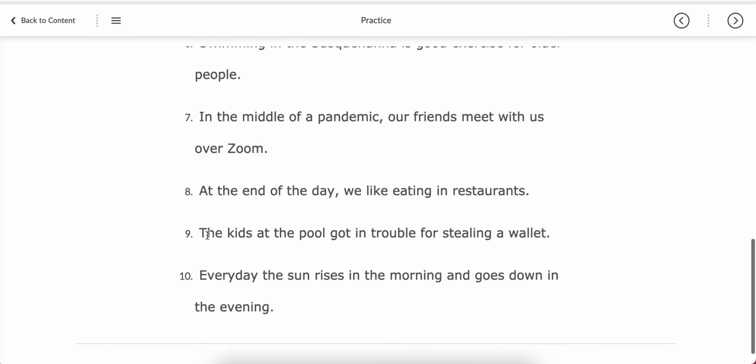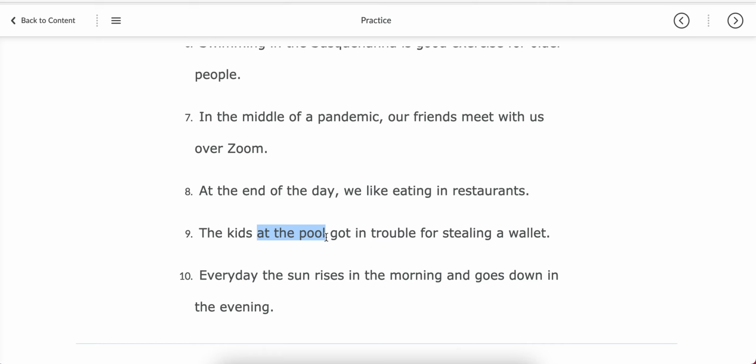Okay. So let's see if you can do this one. So you have the kids. Where are the kids? At the pool. Okay, this one's a little tricky because at the pool is a location, right? You haven't had the predicate. You don't see the predicate yet, right? This is describing where the kids are, at the pool. If you just stopped at the pool, it would be a fragment, right? The kids at the pool. That's not a complete sentence.